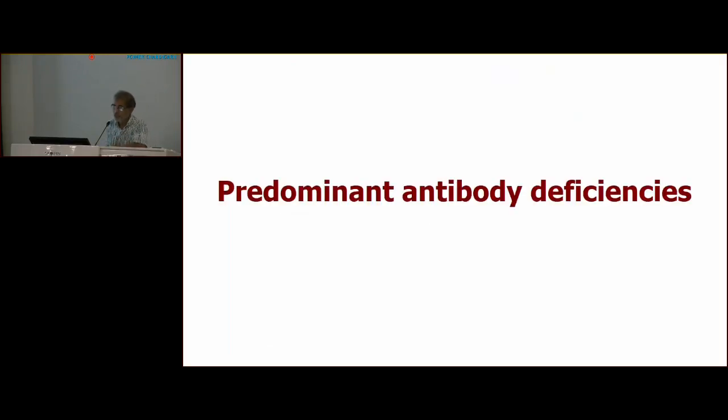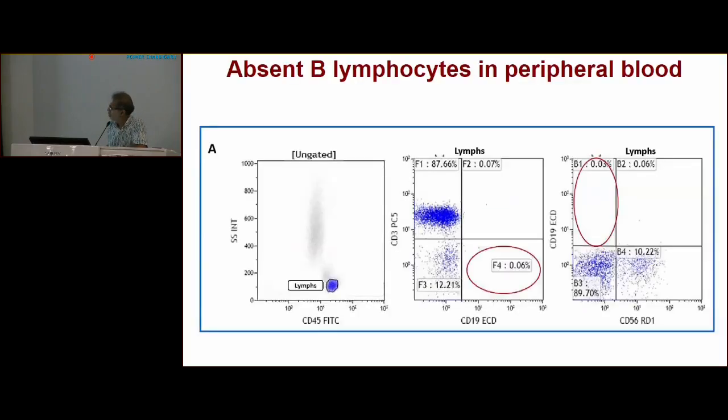In primary predominant antibody deficiencies, this is a case of XLA, and the child presented at 2 years of age with recurrent infections, mainly respiratory tract infections, some GI infections. The immunoglobulins were entirely absent, pan-hypogammaglobulinemia, and when we did the flow cytometry, you see B cells are not present. T cells are present, 87%, NK cells are 10%. You add this up, it will be something like 98%, and your B cells are entirely absent.